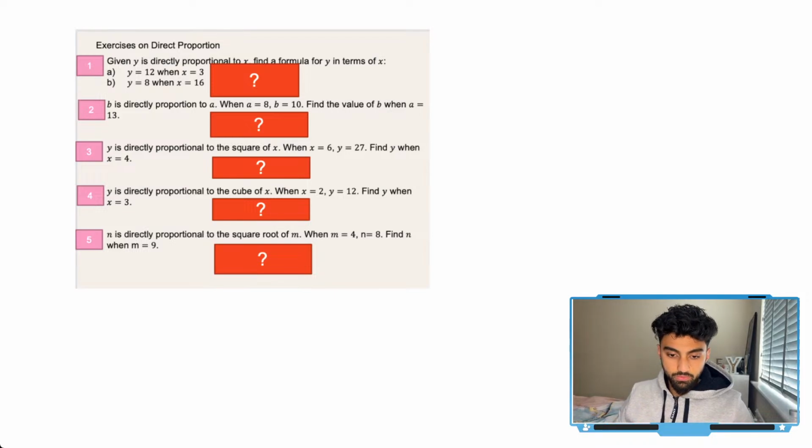So the first question is: given y is directly proportional to x, find a formula for y in terms of x. You have some values of y and some values of x. So you're going to have different values of k each time. Essentially, you're going to have 2 equations. One equation for when y is equal to 12, x equal to 3, and another equation when y is equal to 8, x equal to 16, and so on. For this first question, you are just finding the constant of proportionality. And in the meantime, I'm going to continue to sort this whiteboard out.